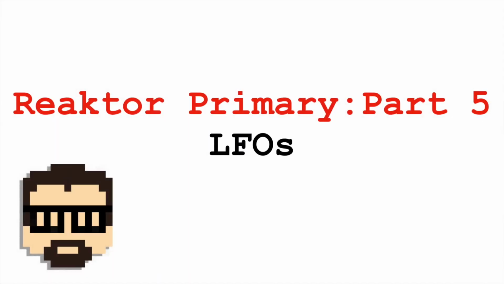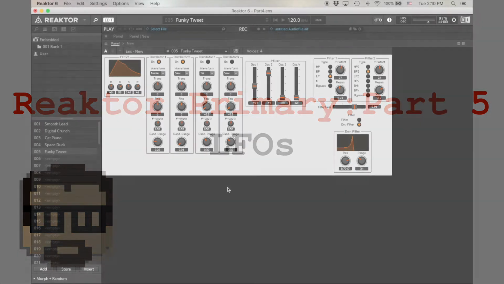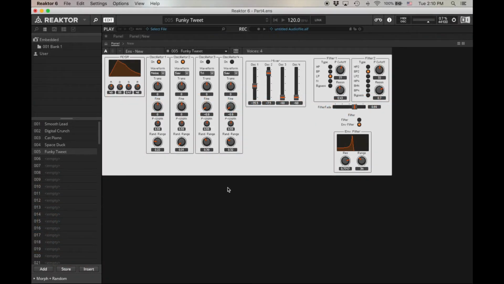I'm going to dig into this and add some LFOs. I'm going to add LFOs to do 3 different effects. I'm going to have an LFO that does a vibrato, an LFO that does a tremolo, and an LFO that will do an auto wah for me, a wah-wah effect.